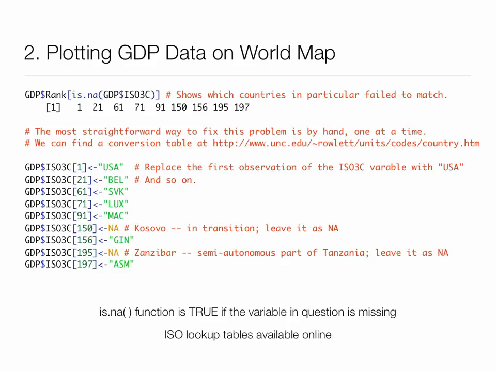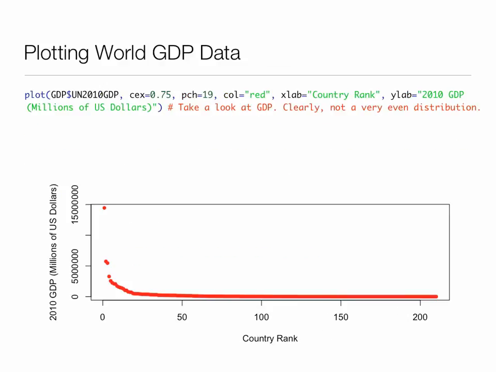to unc.edu/rollet/unit/code/country.htm, which is a list of ISO 3C country codes. And then I convert the ISO 3C code of the first country to USA, the code of the 21st country to BEL, and so on down the list. There are a couple that are missing because they should be missing, and we'll leave those missing. But this is a fairly straightforward way, not too time consuming, to fill in the remaining 5, 6, 7 ISO 3C codes. So now you have an ISO 3C code for every country in the data set.